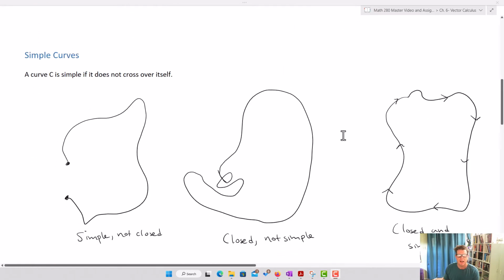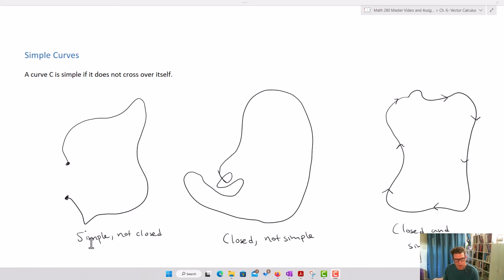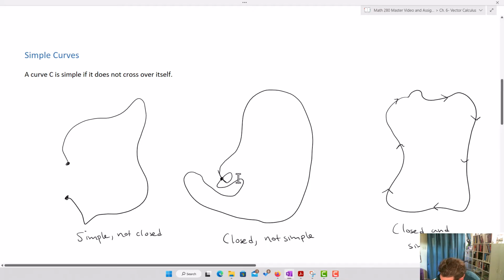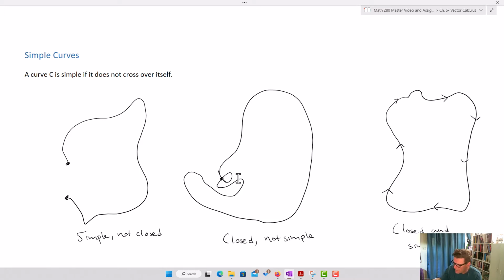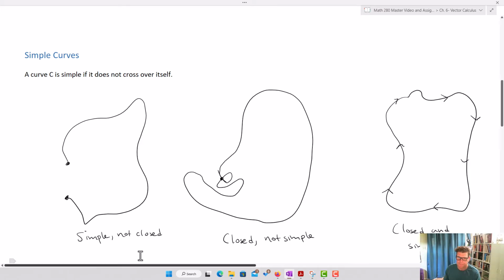Our next definition is a simple curve. A simple curve is a curve that does not cross over itself. We can see we have something that is simple but not closed. This one doesn't cross over itself, so it's simple but not closed. We can have a closed curve like this one here, where we're crossing over the curve at a particular point, so this is closed but not simple. Or we could also have a closed and simple curve, and these are going to become very important when we start talking about the fundamental theorem of line integrals.